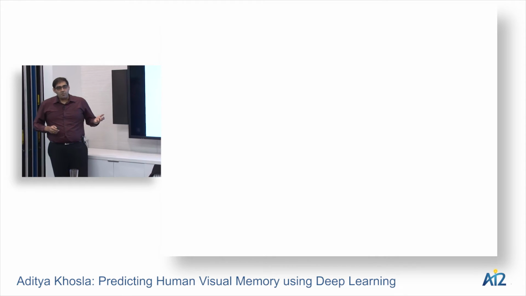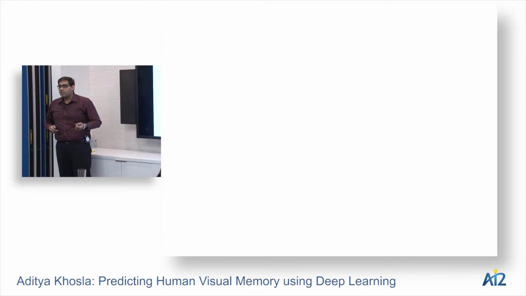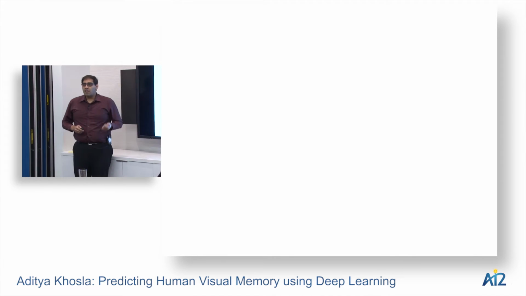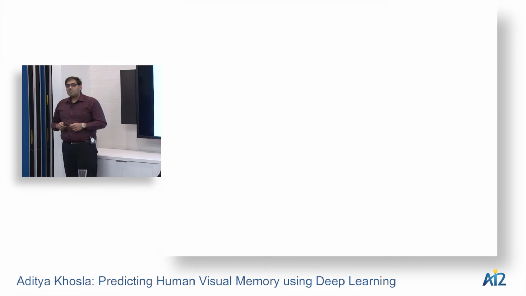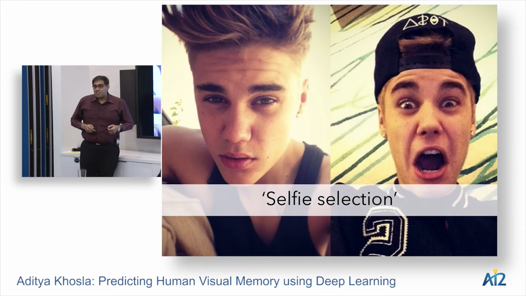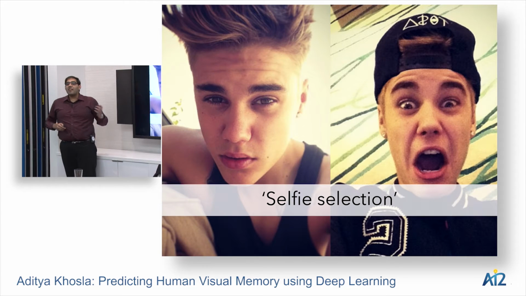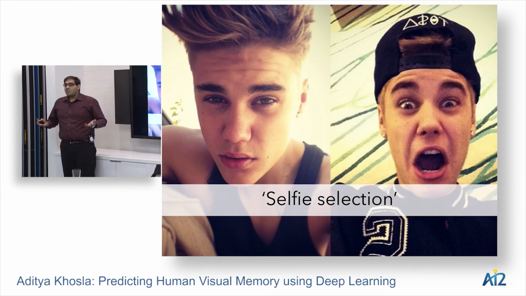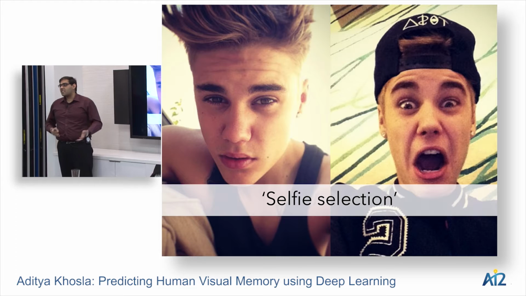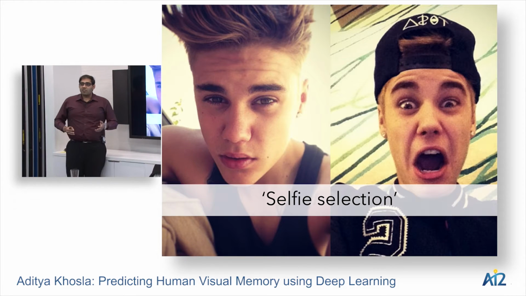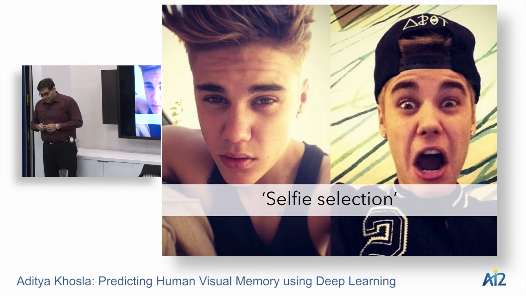So here's a problem which I'm sure many of you have not thought of, but it's one of the most important problems plaguing teenagers today. And this is the problem of selfie selection. Essentially, teenagers are taking selfies all the time and trying to figure out which of them to upload to their social networks, right? So if we were able to predict which of these selfies are going to be memorable, maybe we could make their job significantly easier and save them a whole host of time, which they could spend developing deep learning algorithms or studying other things.